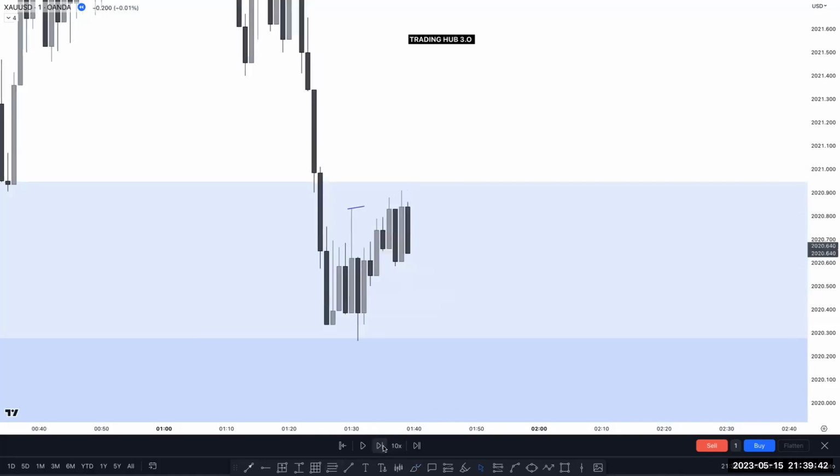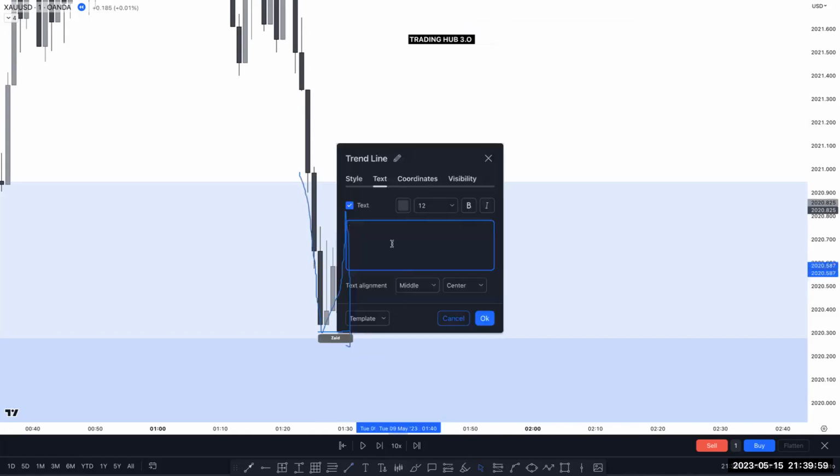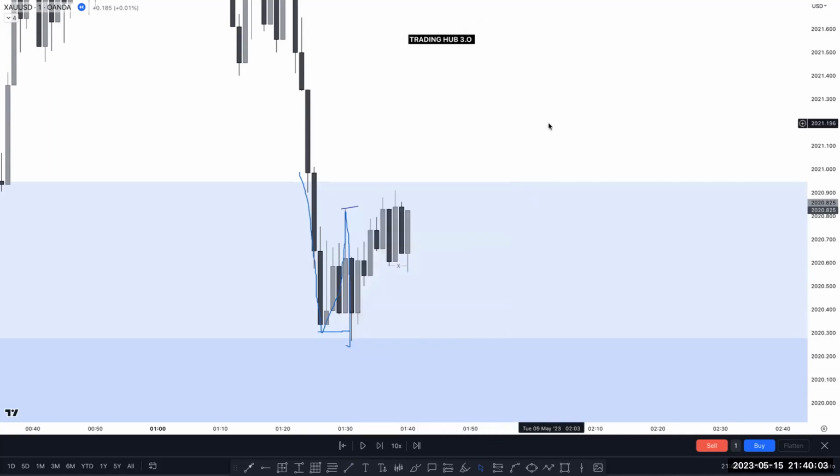Okay, so let's see what happened next here. Okay, so those are already mitigated here. What happened here? Inducement taken out. Okay, so if inducement is taken out, now what should you do in this case?